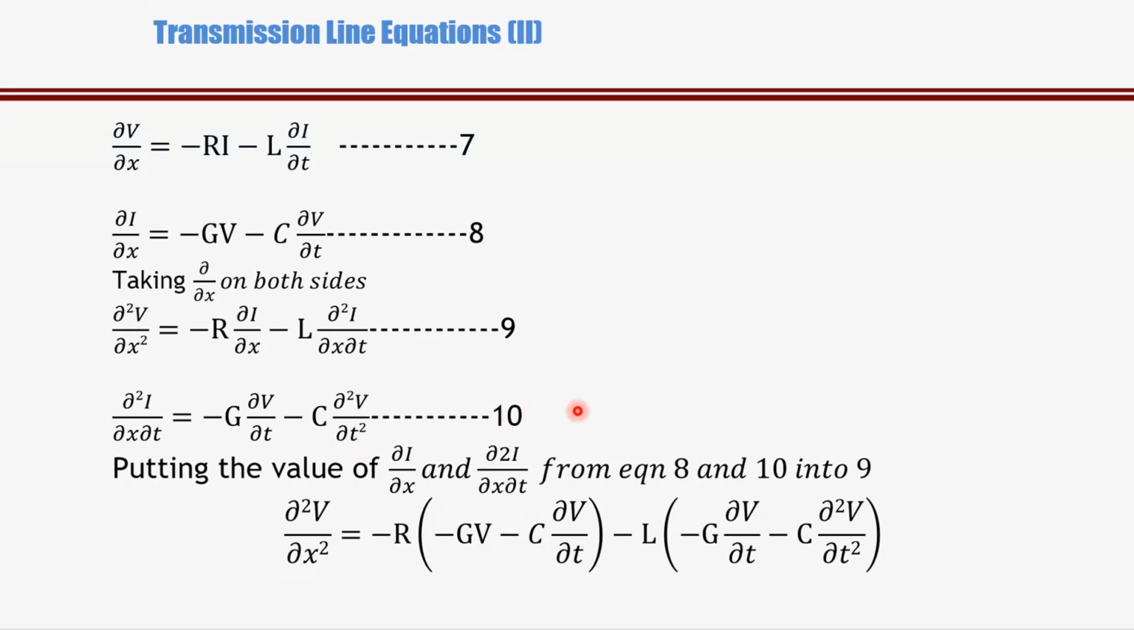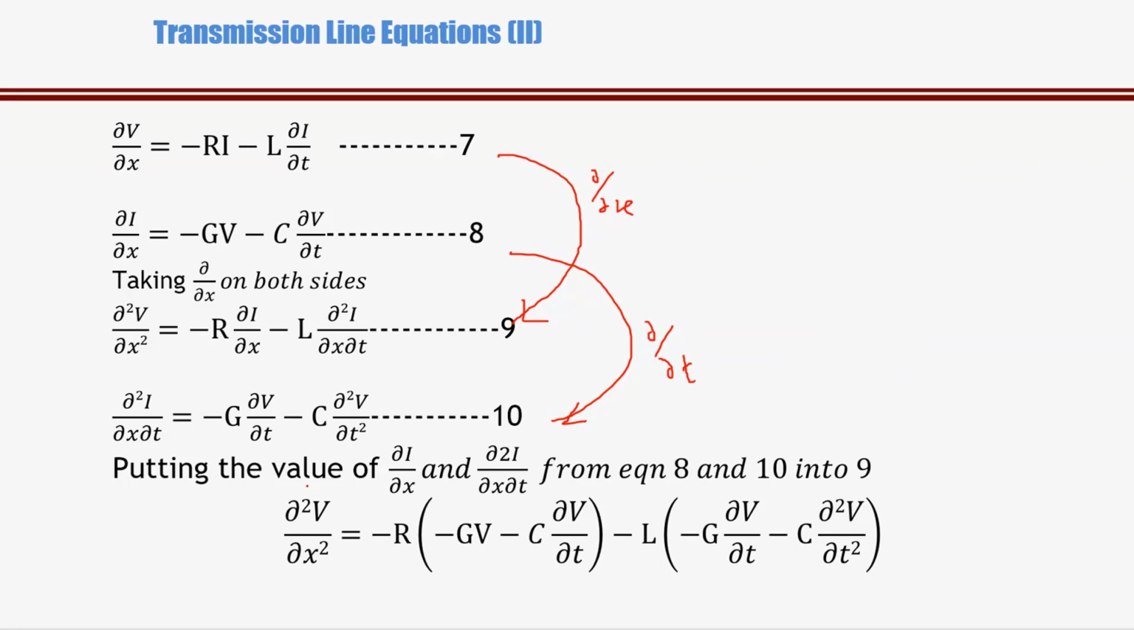How has equation number 10 been derived? By taking the partial derivative with respect to time t of equation number 8. So from equation number 8 I got equation number 10, and from equation number 7 I got equation number 9. Here we have taken the derivative with respect to x, but for equation number 8 we have taken the derivative with respect to time t.